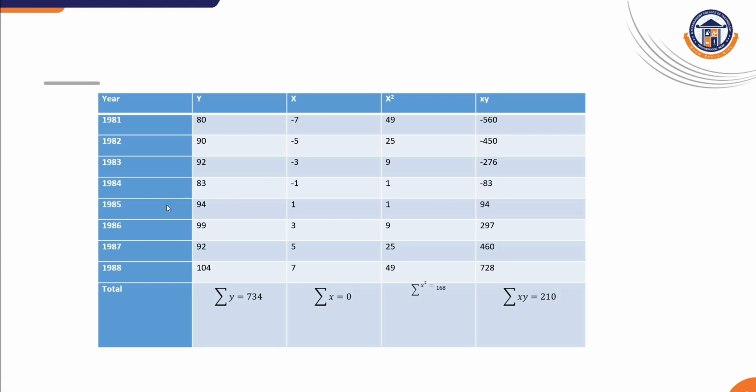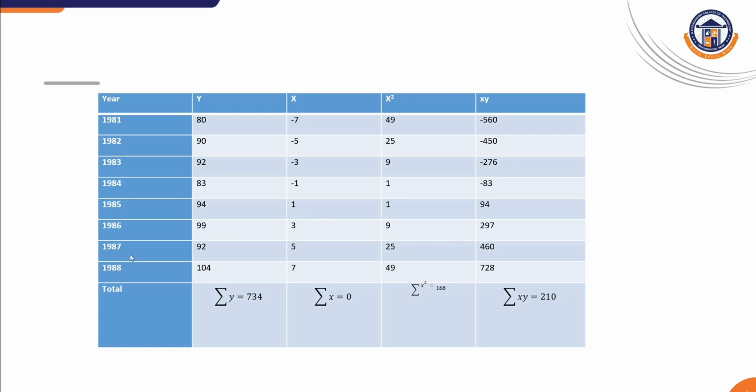Now for 1985, the y value is 94, the x value is 1 and x square is 1. You multiply x into y, which is 94. For 1986, the given value is 99, the x value is 3, and the square term x square is 3 into 3, which is 9. Multiplying x into y gives 297.